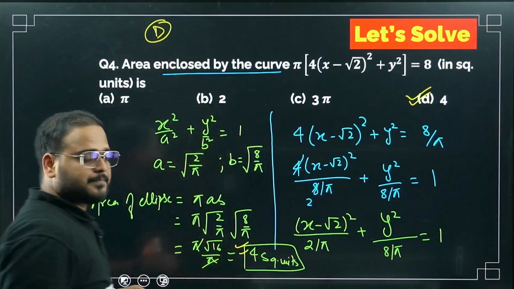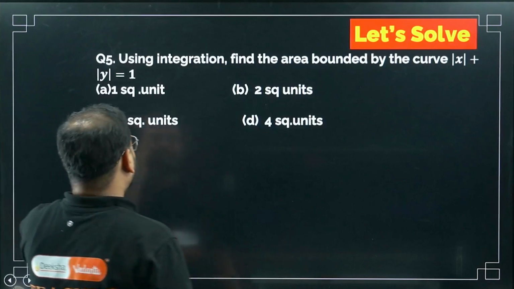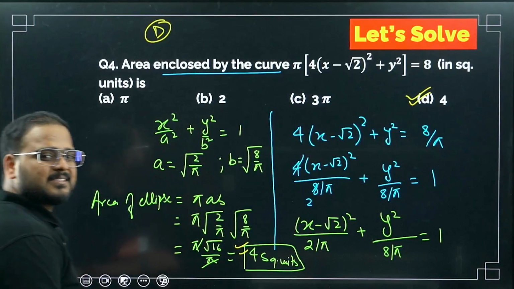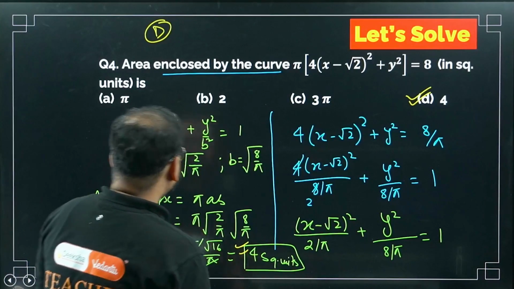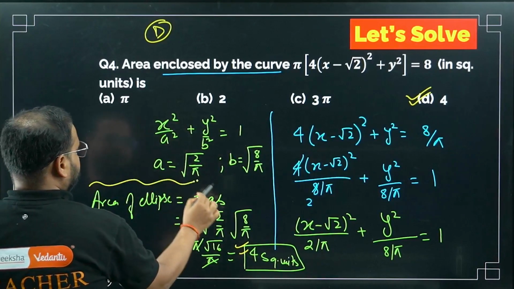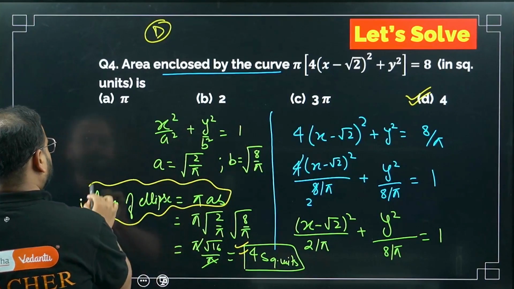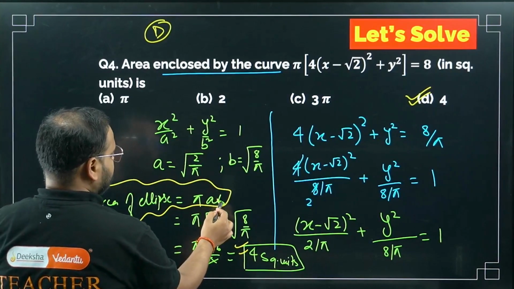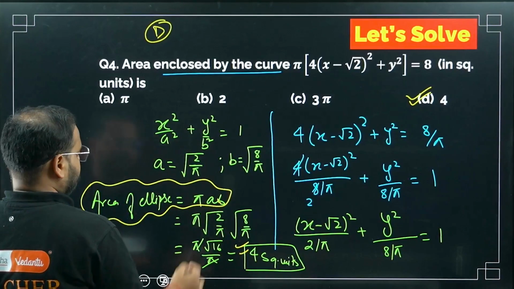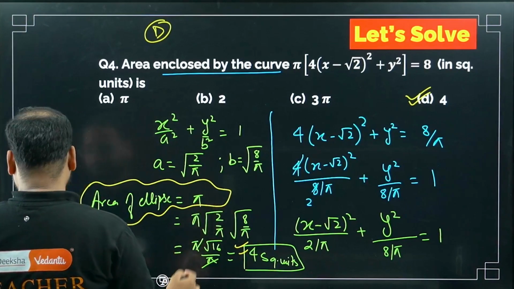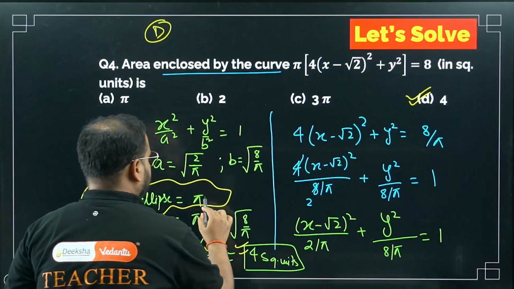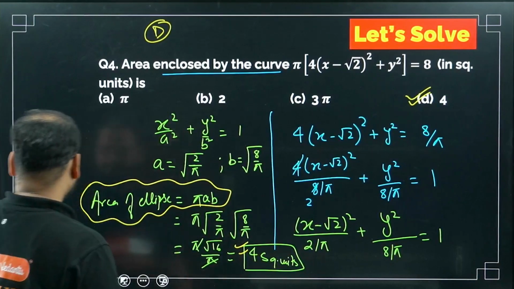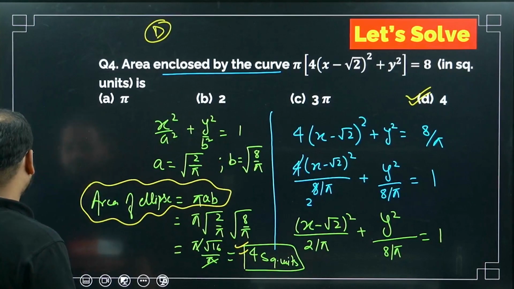Moving on. I hope this was visible. Simple problem, just remember this formula: area of ellipse is pi AB. Moving on. Question number 5.